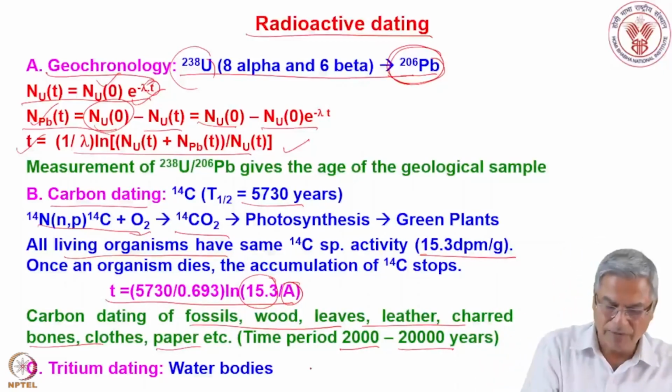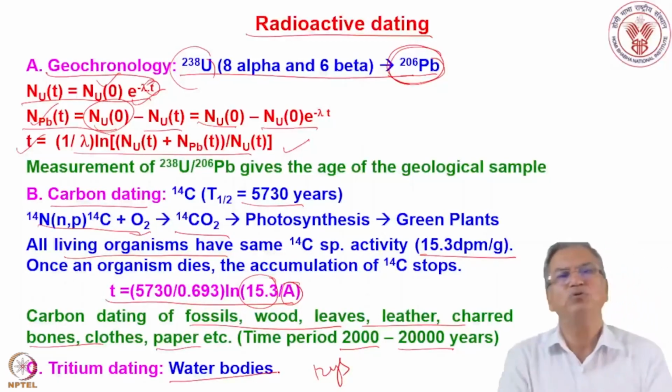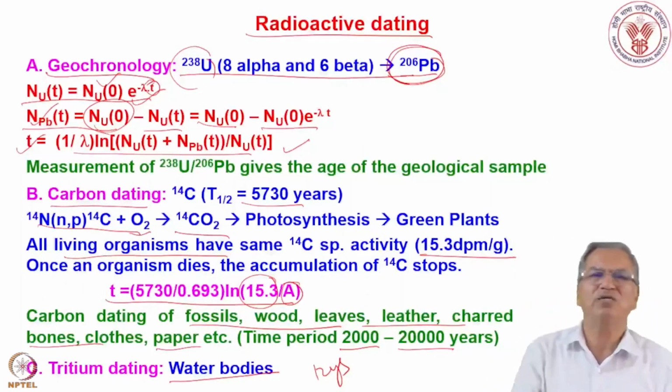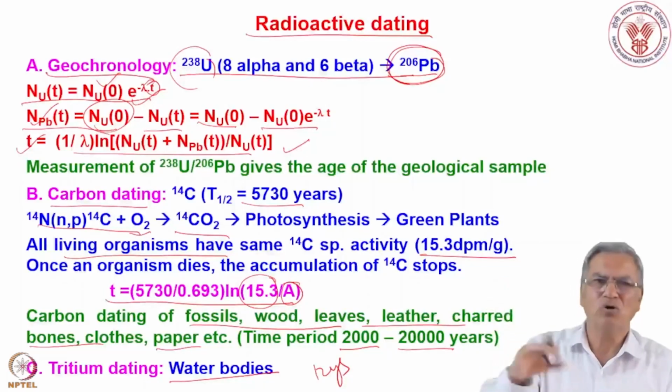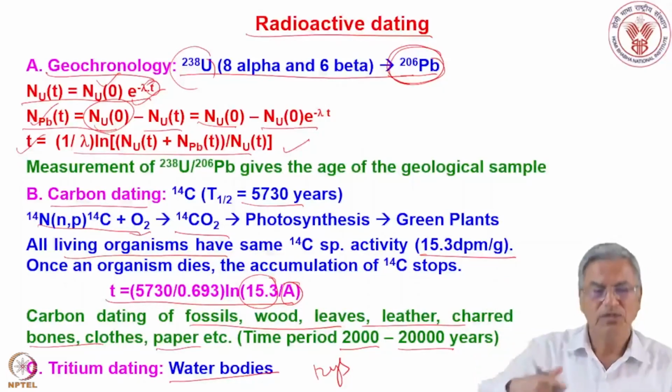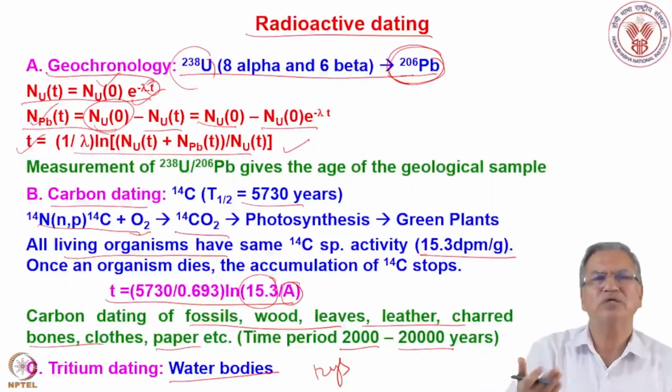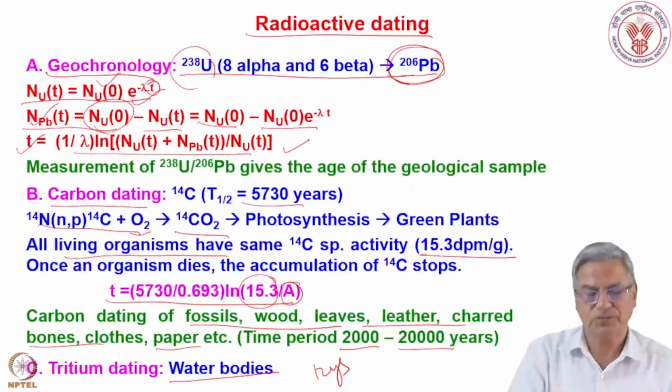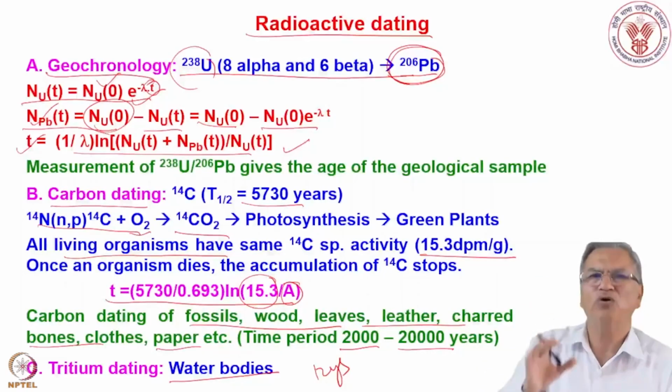Similarly, tritium half-life is 12 years. So tritium dating can be used for water bodies, to tell whether they are in contact with the rainwater or not. Isolated water bodies will have less concentration of tritium. So these three isotopes are used for dating in different applications. This was just a glimpse of applications of different radioanalytical techniques.